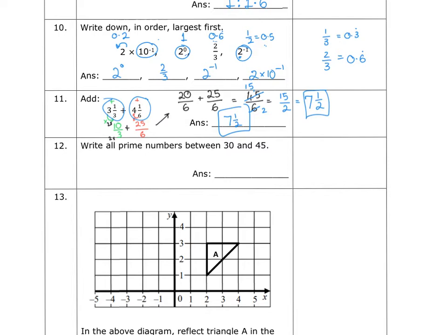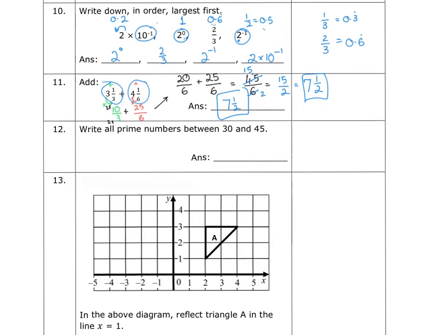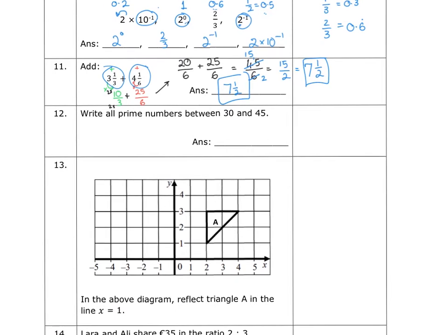Write all the prime numbers, question 12. Write all the prime numbers between 30 and 45. So 31 is prime, 32 is not, 33 is 3 times 11, 34 no, 35 is a multiple of 5, 36 a multiple of 2, 37, 39 no, that's a multiple of 13 and 3, 40 no, that's a multiple of 2, 41, 42 not, 43 and 45. Alright?